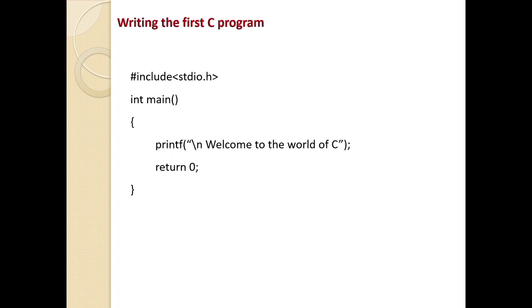This is the first C program that every beginner writes. #include <stdio.h> means the standard input output library. This is the header we include, and this is the main function. Int is the return type. We return 0. So this is printf. Here printf is a standard function we use to print a statement. \n means writing on a new line. Welcome to the world of C. We'll show how this executes in Code::Blocks.